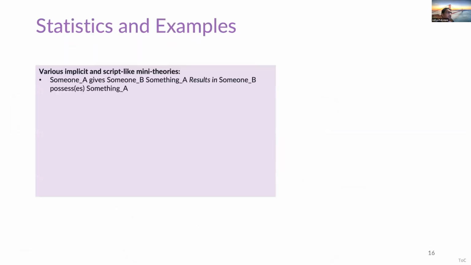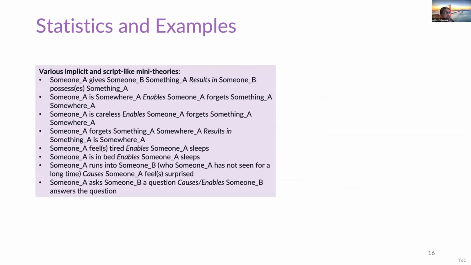And here are some examples of the data we collected. Someone gives someone something, it results in someone possessing it. Again, very basic, implicit knowledge. Here are some other examples. If someone is careless, then they forget something. If you forget something, it probably results in something being left somewhere. If you're tired, you might feel sleepy and so on.